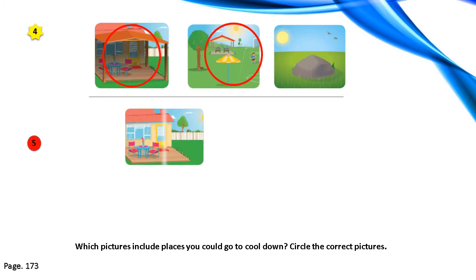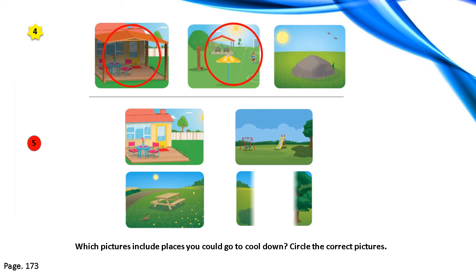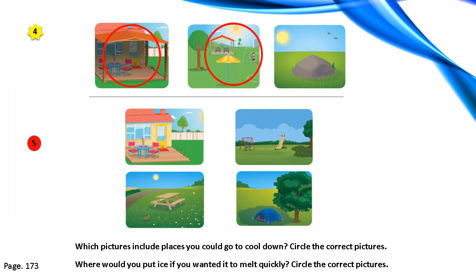And now, for question number 5, let's take a look at these 4 pictures and let's solve the following question. Where would you put ice if you wanted it to melt quickly? Circle the correct pictures. Very good. Let's circle the sunny porch, the picnic table in the sun, and the sunny playground. These are sunny areas, and the heat in these areas would melt ice quickly.